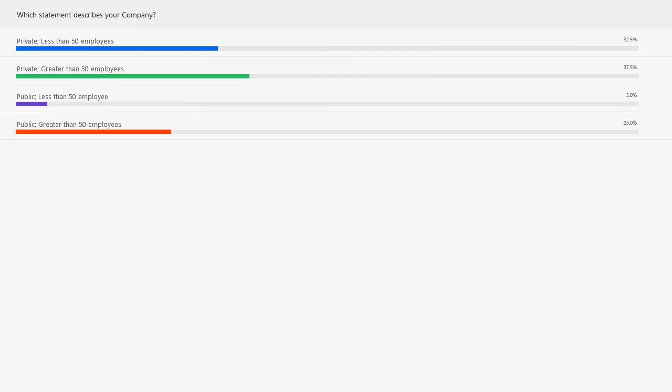Okay, so it looks like we've got a pretty even split here between private and public. So that's good to know as you go about this. Like I said, for the public companies, this is a little bit more urgent, and for private companies, it's still time to really get started on this.